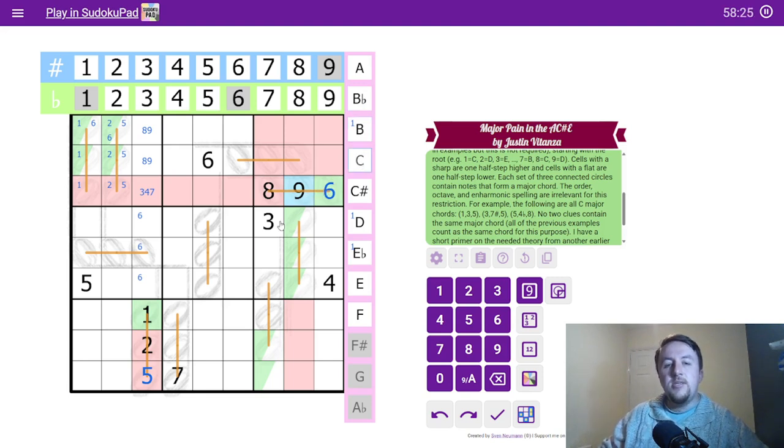Could it be C major? No, because that requires the note E, which is either a natural 3 or a flat 4. Could it be C sharp major? No, because that requires a flat and a sharp. Can it be D major? That would require a natural 2 and a 6 and a flat 5. Okay, so that is an option. I think it's going to be the only option. So D major is an option.